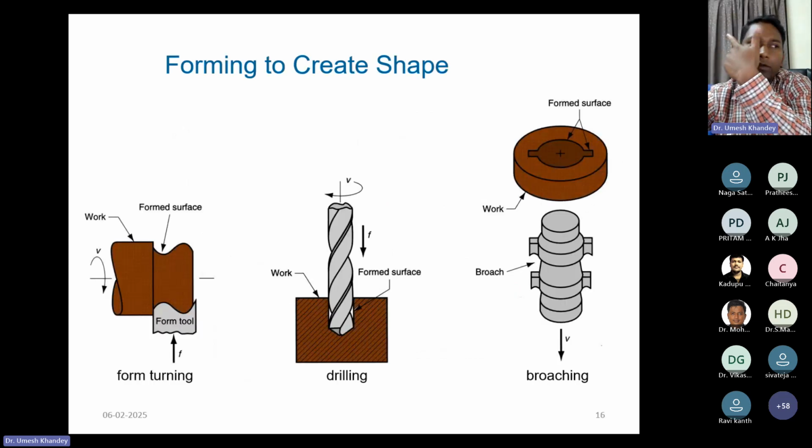Forming, to create a shape, can be done with the help of a form tool. With the help of a drill bit or drilling machine, you can form a hole, maybe a blind hole or a through hole. And with the help of a broach, an operation carried out on a broaching machine, this tool is known as the broach. It has to pass through your workpiece, and whatever shape you have provided to your broach as a tool, that same shape is replicated in the object. So the shape of the broach is ultimately going to decide the shape and size of your broached workpieces, and accordingly it removes the material in broaching.